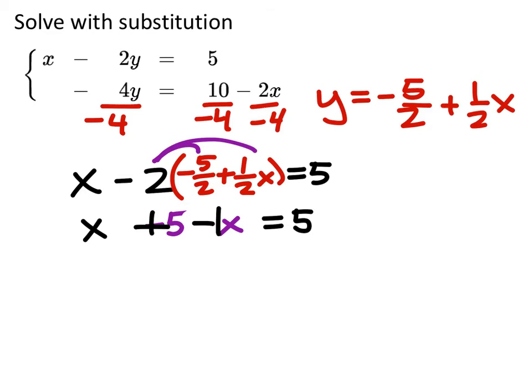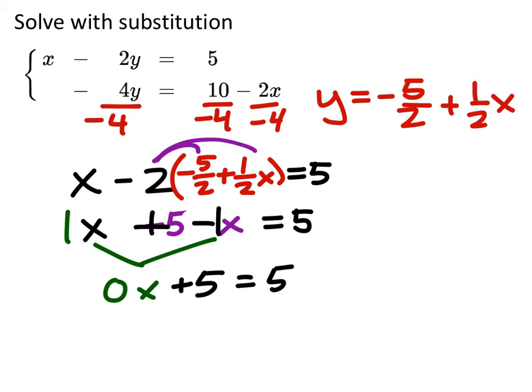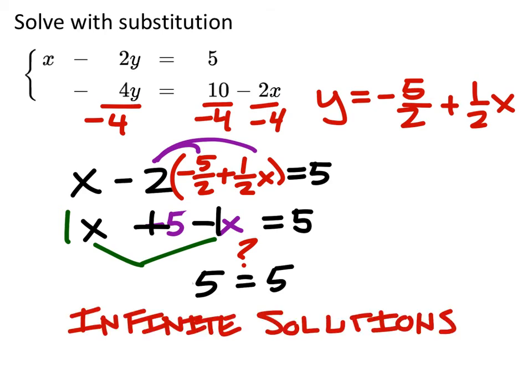Well, let's combine our like terms. That's a 1x minus 1x is a 0x. We'll get back to that, but the rest of it was plus 5 equals 5, right? Well, 0x, we can just get rid of that. So we come back to that question, right? Does 5 equal 5? Yes, it does. So this one has infinite solutions.